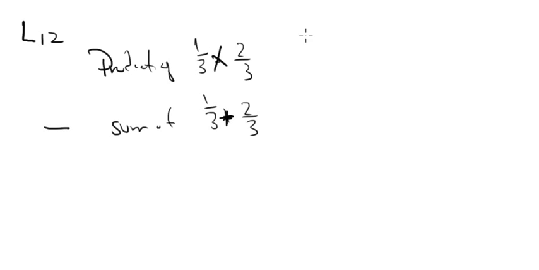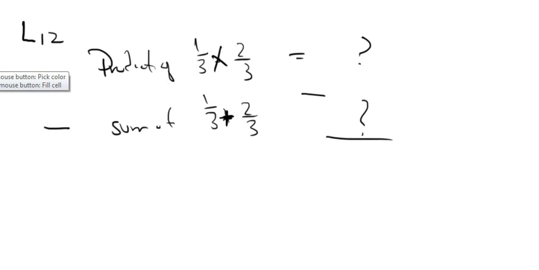What is the product of 1/3 and 2/3? Well, you have to know what that is. And when I get my answer, whatever it is, I'm going to call it question mark, it is going to be subtracted from the sum of 1/3 and 2/3. So what is the sum of 1/3 and 2/3? How do we get that? That's what you have to look for in your book under lesson 12 and figure out. But that's the first kind of question you're going to have.